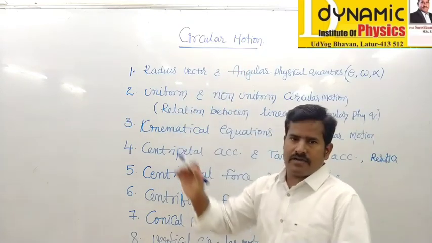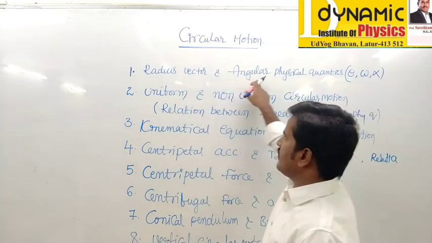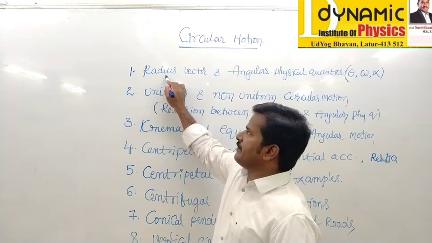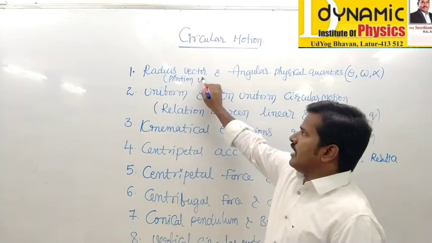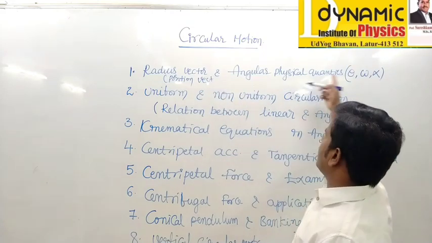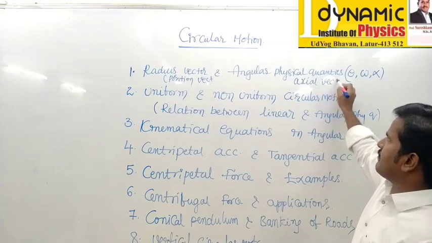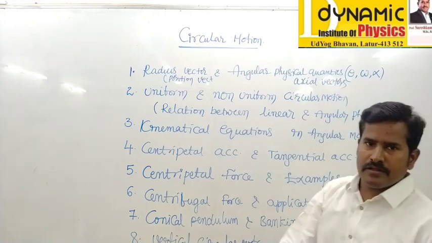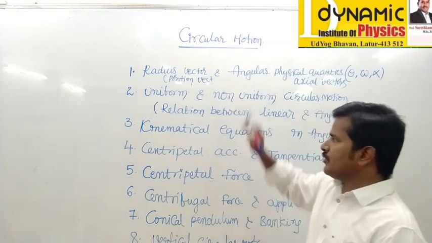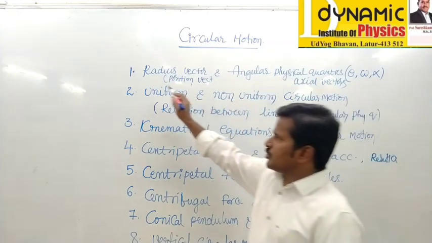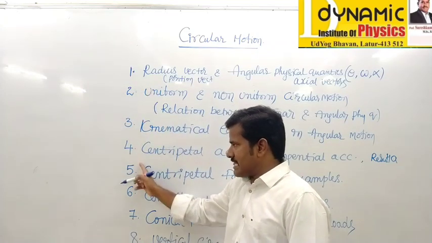The students feel it is a very easy topic, very easy concepts. Radius vector is nothing but position vector. This is the first one. And next one is angular physical quantity: theta, omega, alpha. These are axial vectors. The direction is along the axis. Uniform and non-uniform circular motion. The students feel these concepts up to this are very easy.